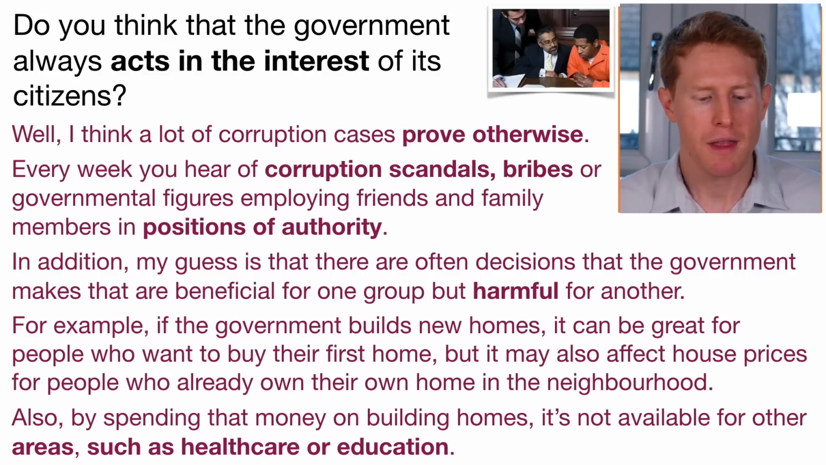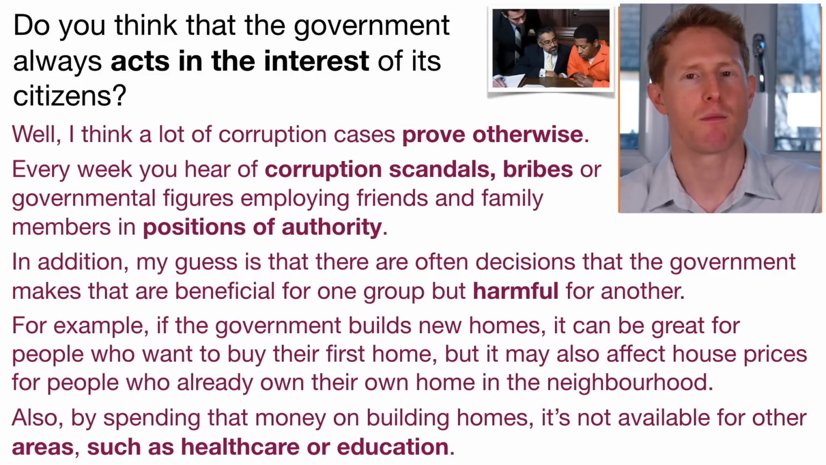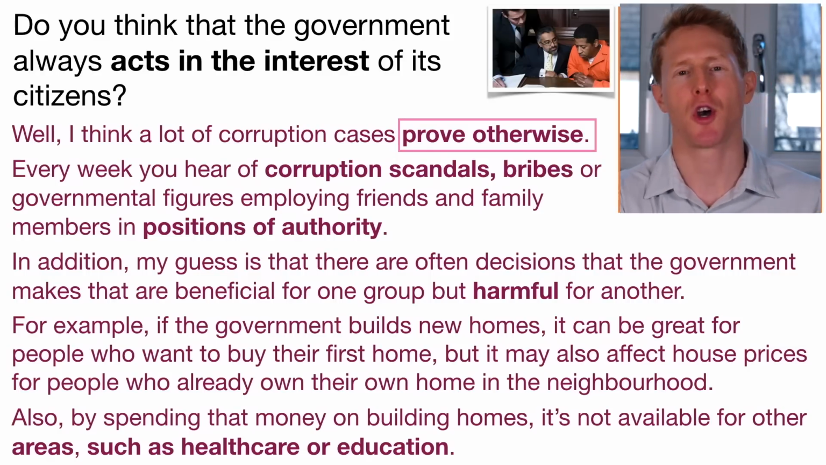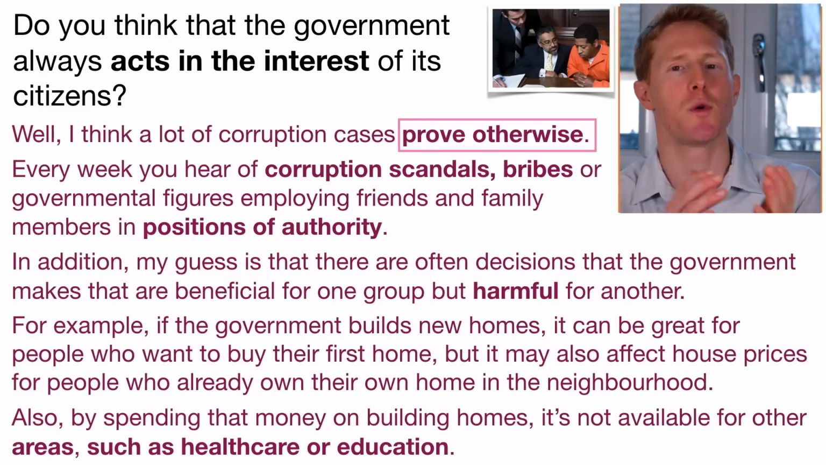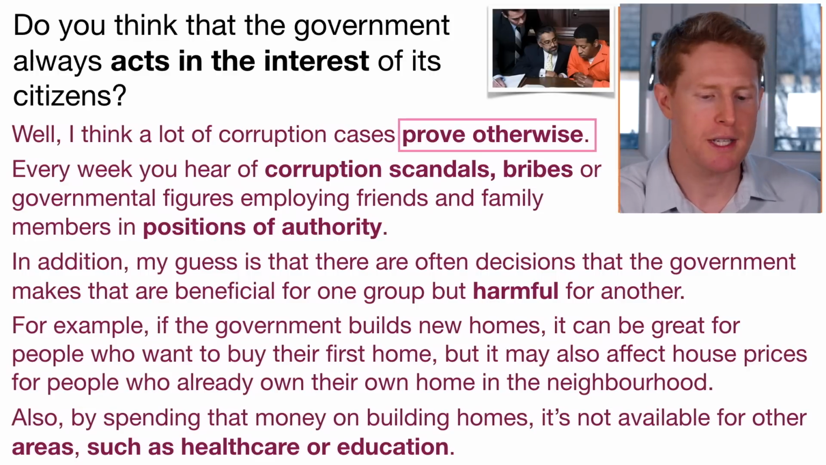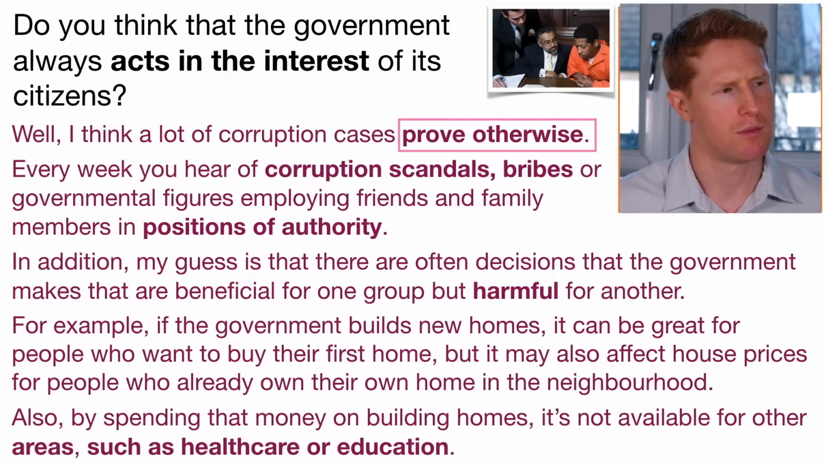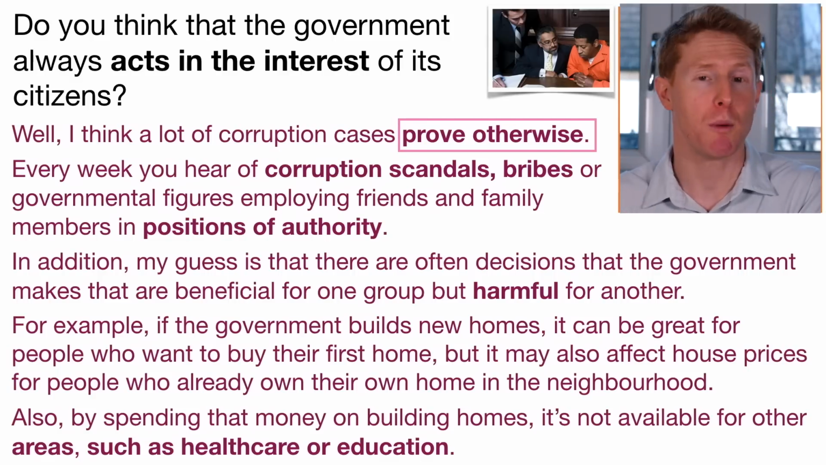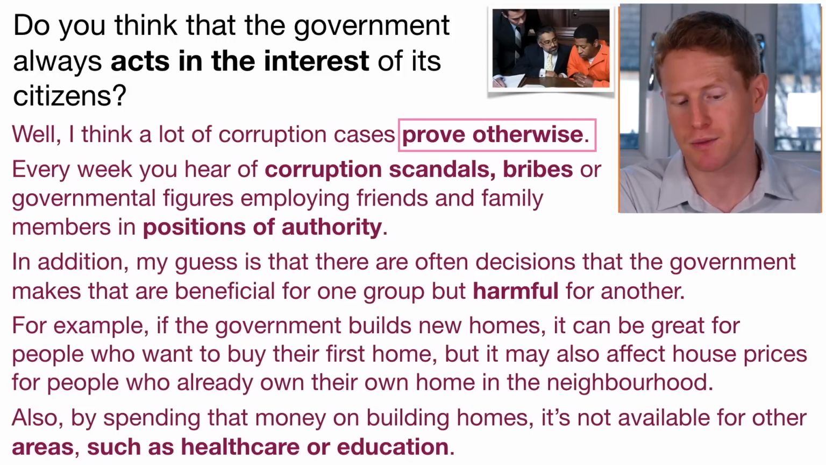So I said, well, I think a lot of corruption cases prove otherwise. So prove otherwise means show the contrary. So show the opposite. So do you think the government always acts in the interest of its citizens? Well, corruption cases prove otherwise. They show the opposite. They show that this is not true.